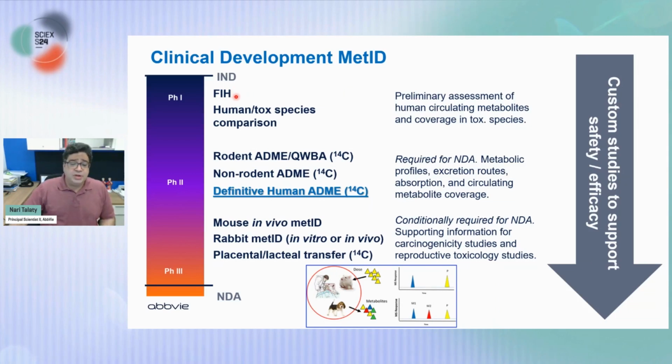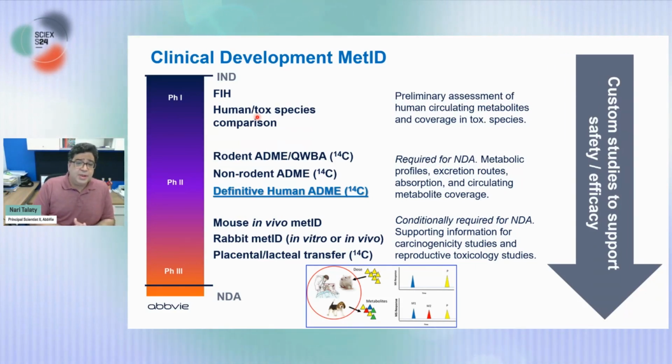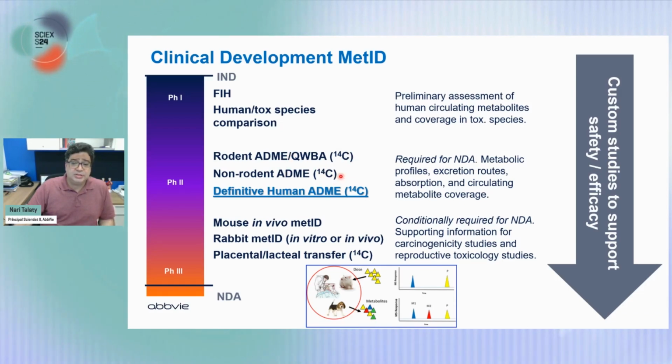And in our group, we are really beginning to go with a sort of human first approach. We want to understand things that are important because ultimately the medicine is dosed in a human, and we want to understand what happens to it in a human. And then we want to compare and see that we have adequate coverage from our other species, that is your rodent ADME as well as your non-rodent ADME, which are both carbon-14 label studies. These are also required for the NDA. And then you have your definitive human ADME study, which we want to start doing.